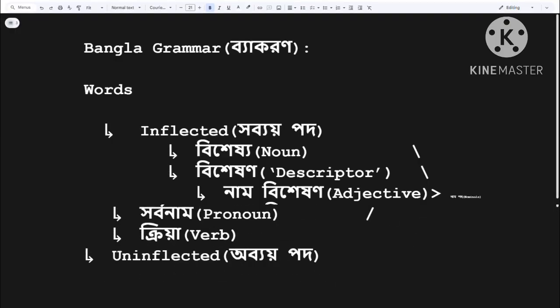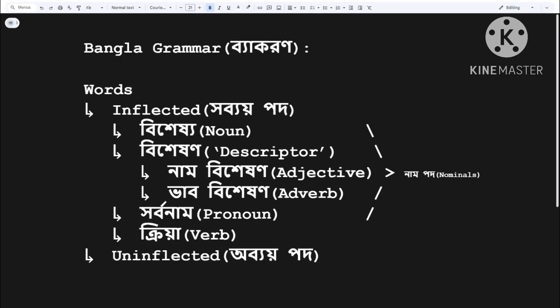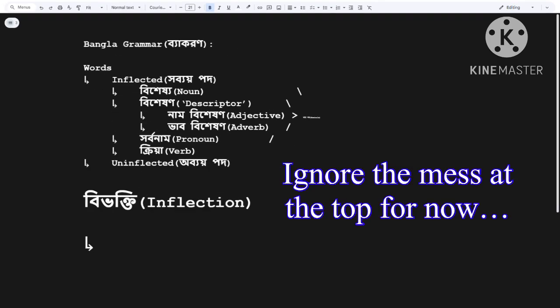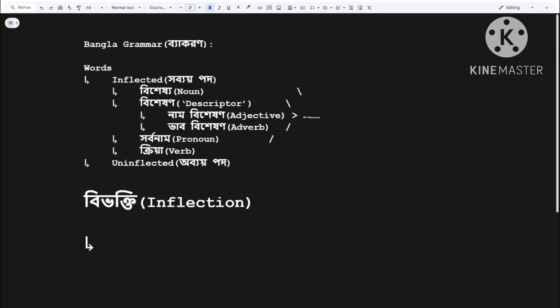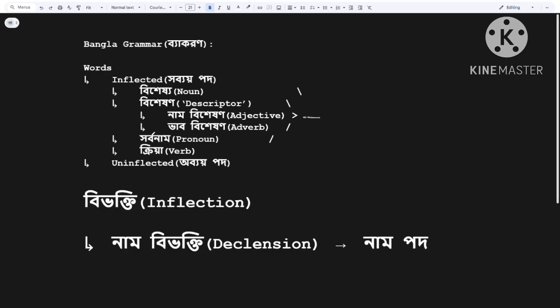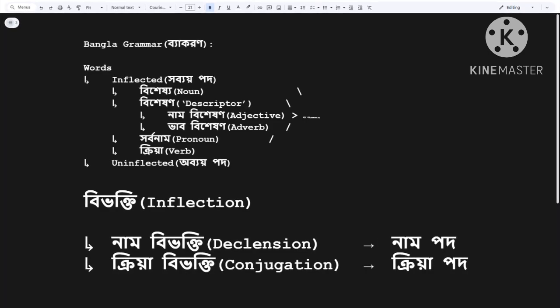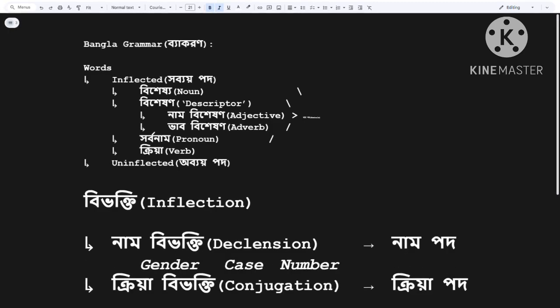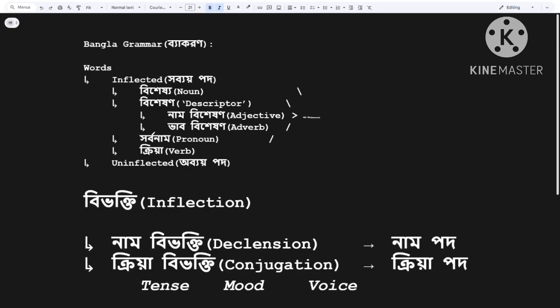As mentioned, these are the groups that undergo inflection, what in Bangla is called vibhakti, which is split further into two categories: nam vibhakti, which the nam pod go through, and kriya vibhakti, which the kriya pod go through. We call these declension and conjugation. There are different factors that affect inflections. For declension, it would be things like gender, case, number, and for conjugation, things like tense, mood, voice. Not all of them are too important in Bangla, I just mentioned all of them to mess with you.